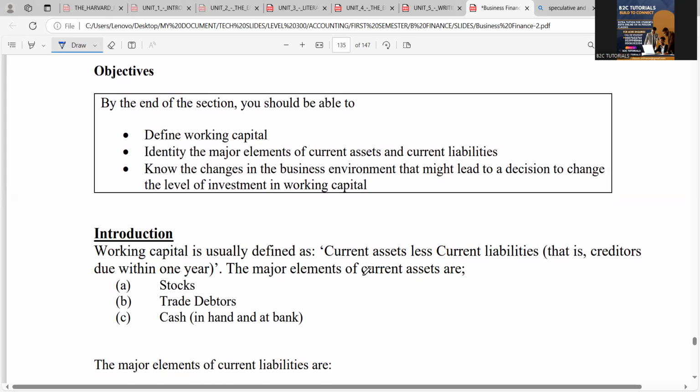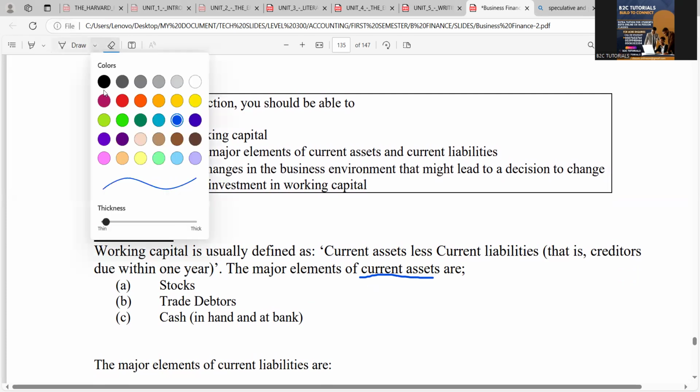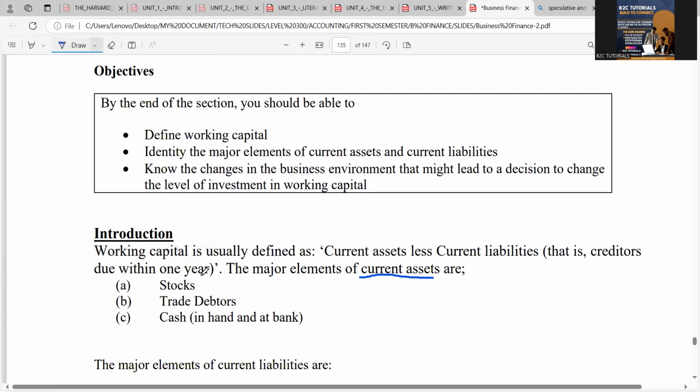Now, what are the major elements of a current asset? A few things under current assets we can talk about. We call them stock, and another name for stock, like we all know, is inventory. Stock basically is what the company sells or deals in. And at the end of the period, what is left is what goes to current assets.